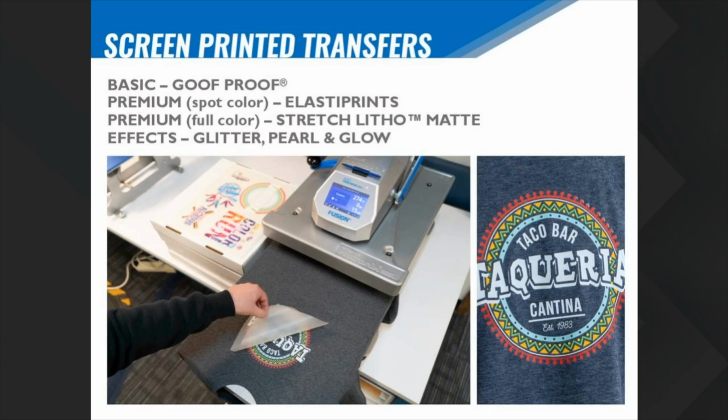The Goof Proof and ElastiPrint are printed on an 11¼ by 14 sheet size, but the Stretch Litho Mat is actually produced on a slightly larger 11½ by 18 sheet size. So it is great. Fill up that real estate. It is not priced by the color. That is the beautiful thing about Stretch Litho Mat.